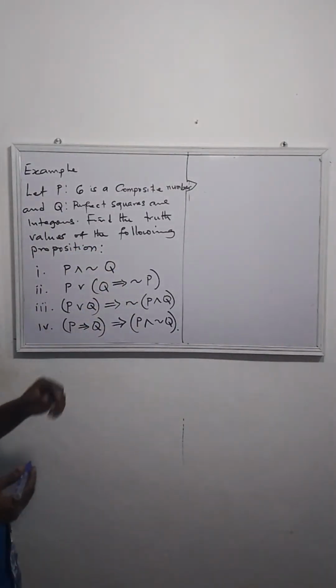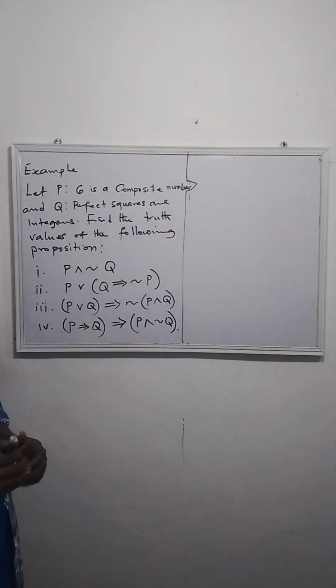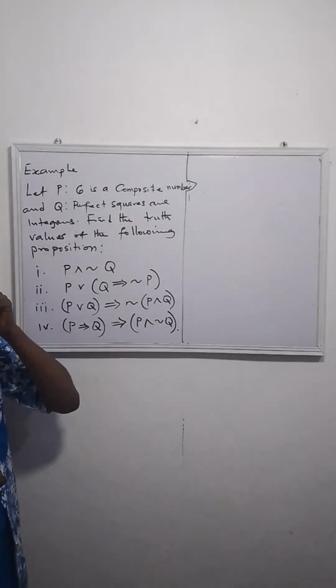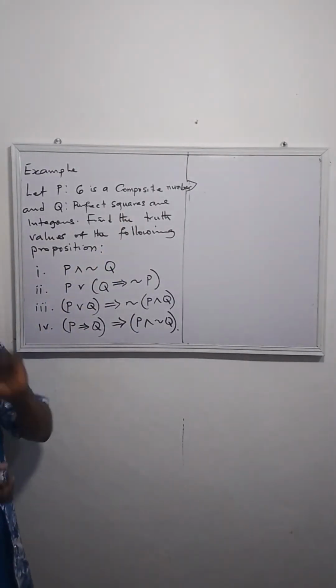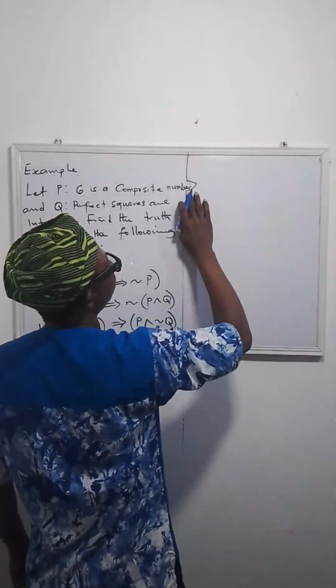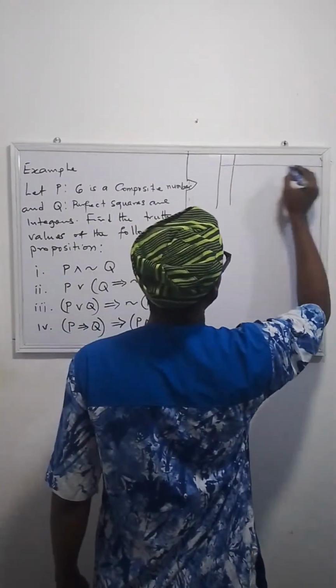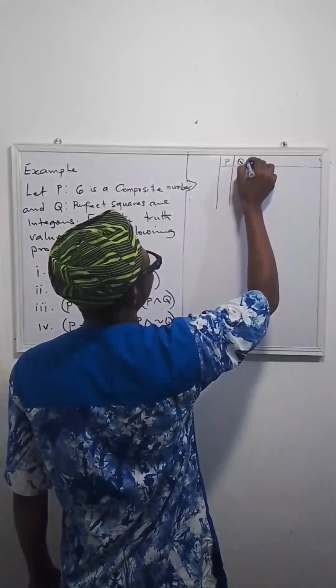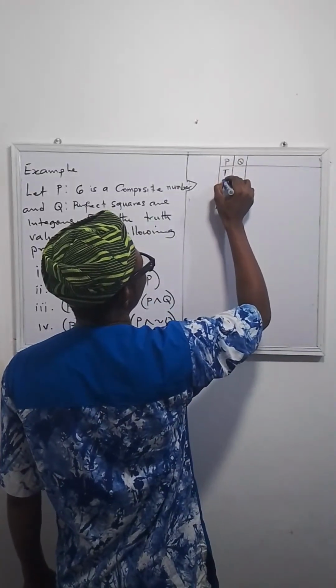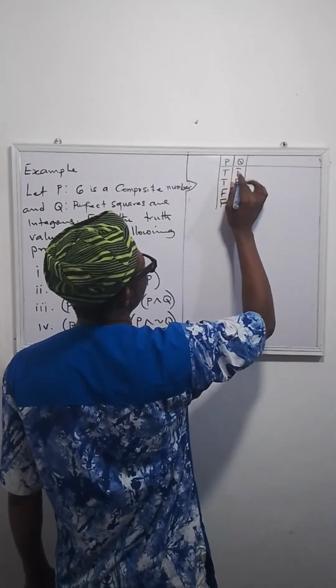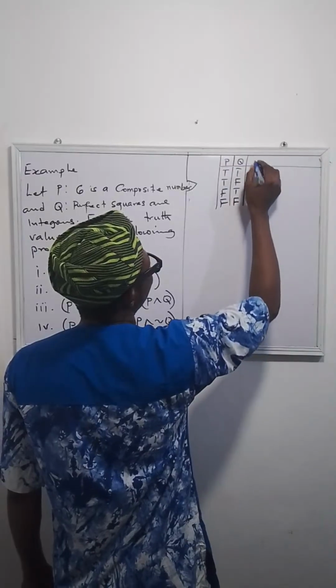Now, before I do this, the first thing I must know is the truth table for and, or, and implication. That will help me to be able to solve this. So I'm going to display that here. Let's quickly take note of that. We have two statements, P and Q. So we have true, true, false, false, true, false, true, false.